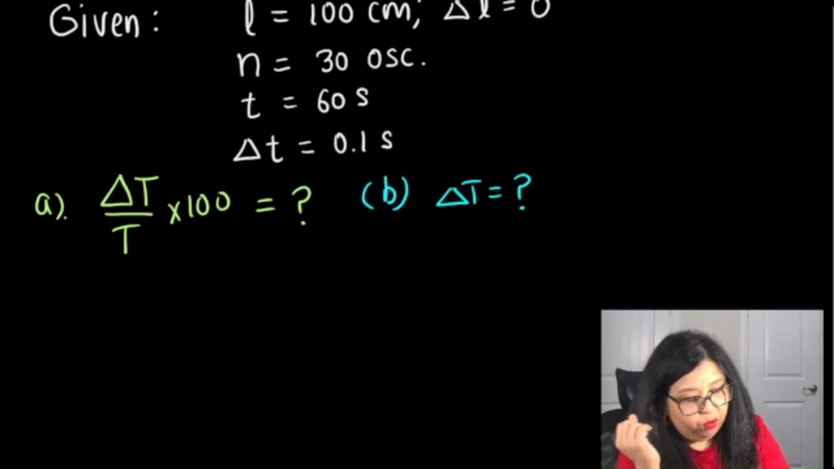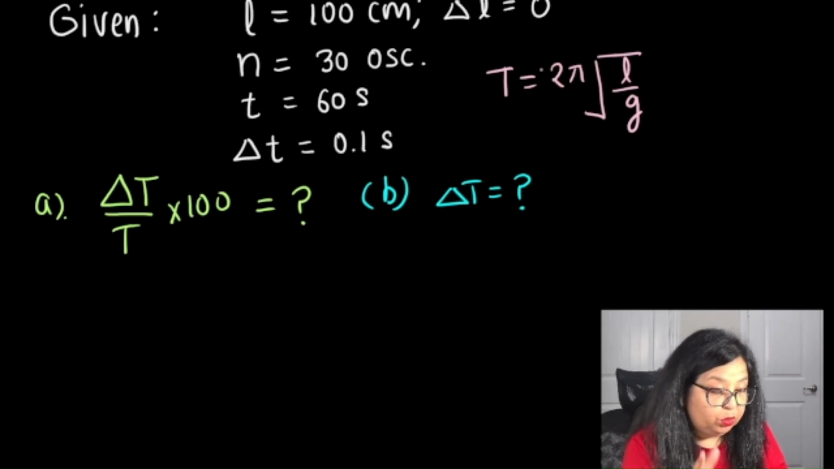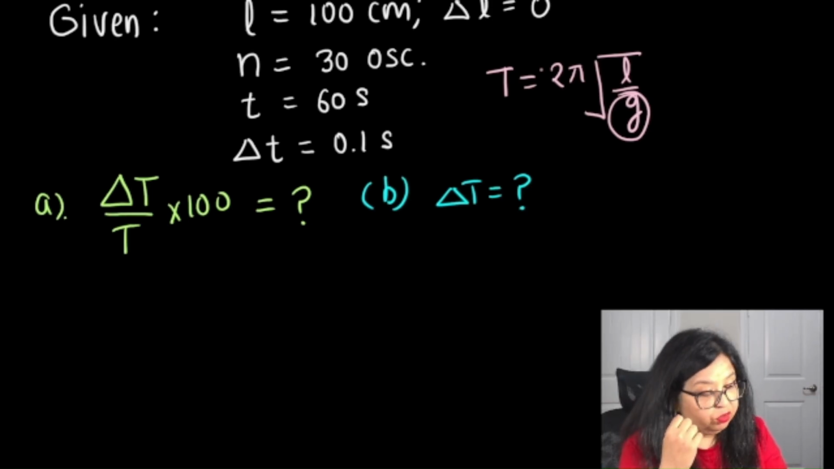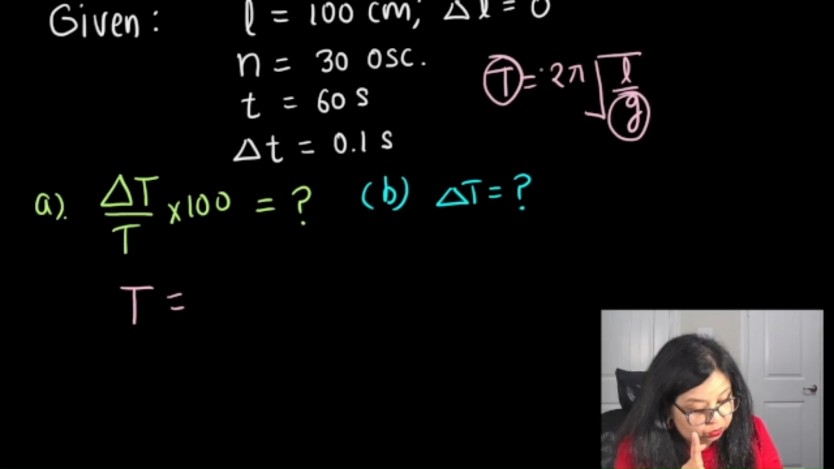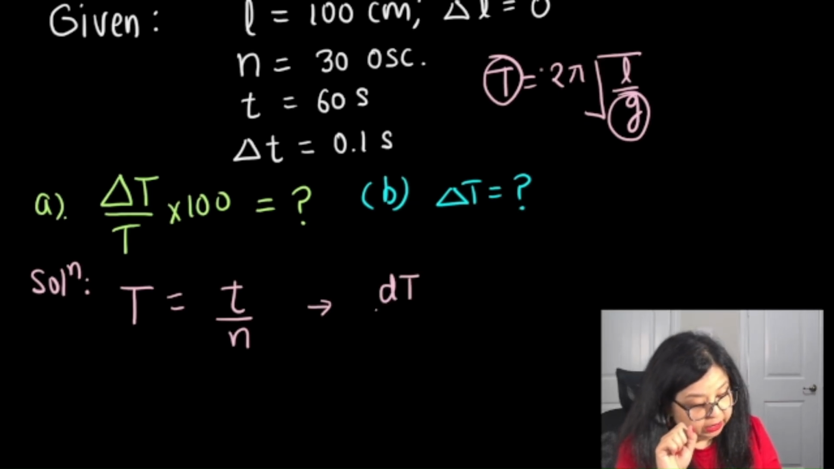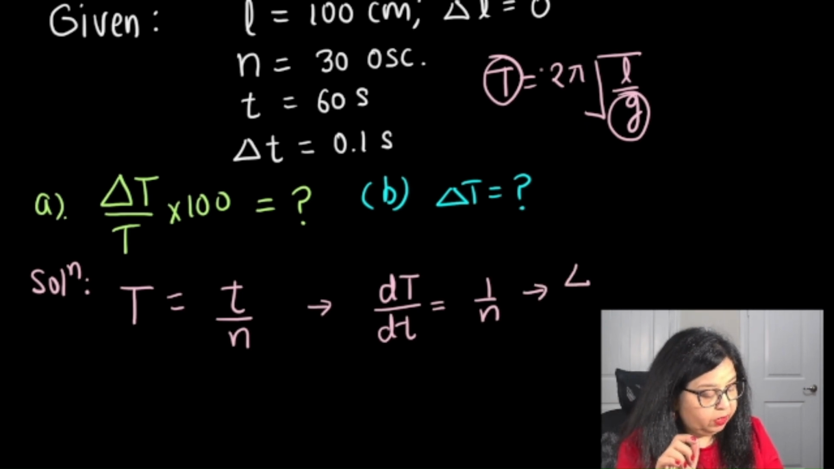So we know that the formula for time period is 2 pi square root of L over g. And this experiment, though it is to measure g, in this problem we're not concerned about g. We are concerned only about this T and the percentage error in T, the time period. So just like we did in the previous problem, here's the solution. T is going to be lowercase t over n. When you differentiate this equation on both sides with respect to lowercase t, we get dT over dt equals 1 over n. Now we are going to convert the differential operators into deltas, and that will give us delta T equals 1 over n times delta t.